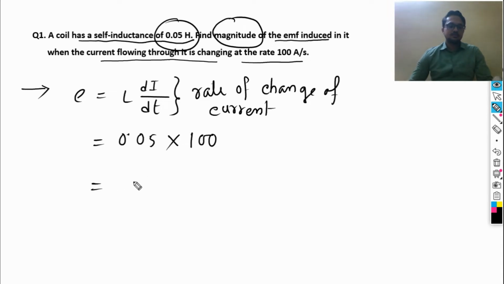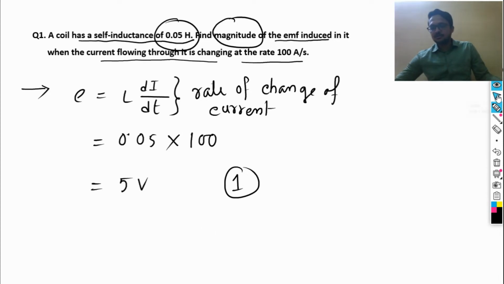So what will be the value? 0.05 into 100. Use the calculator, it will be 5. This is EMF, so the unit is volt. This is nothing more, it will be only a 1 mark question. Directly you use the formula, put the values and find the answer. So this is our first question. Let's check the answer. The answer is 5 volt.